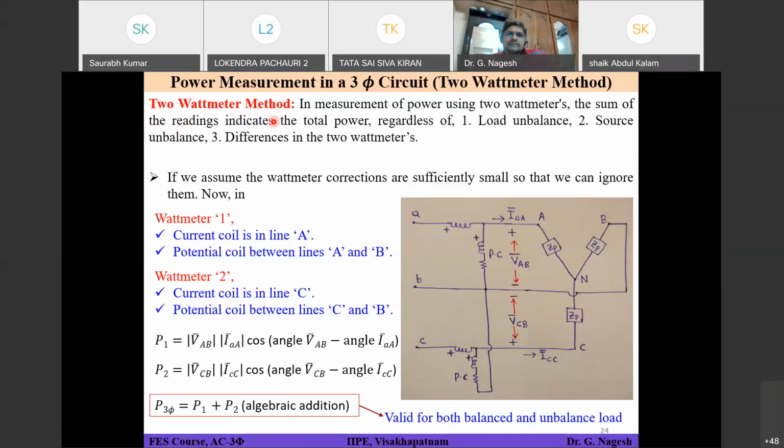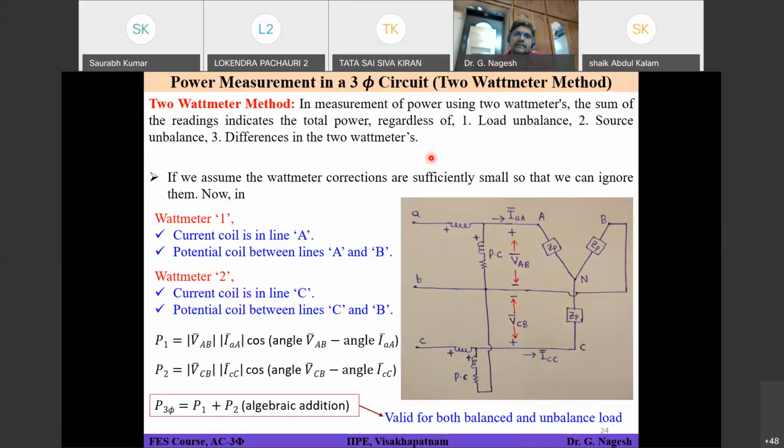So, the 2 wattmeter method. In measurement of power using 2 wattmeters, the sum of the readings indicates the total power, regardless of whether the load is balanced or unbalanced, or the source is unbalanced, and the difference in the 2 wattmeter readings. That means in the 2 wattmeter method, we use only 2 wattmeters to measure the total power. Whether the load is balanced or unbalanced is immaterial to us. Whether the source is balanced or unbalanced is immaterial to us. Whether the 2 wattmeter readings are the same or different is also not an issue.